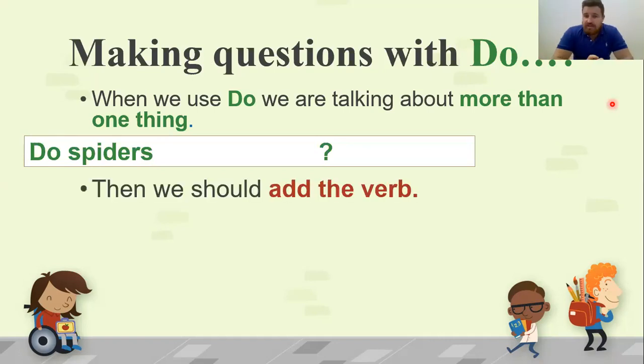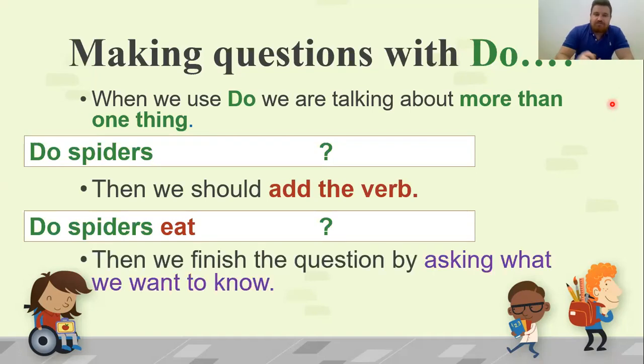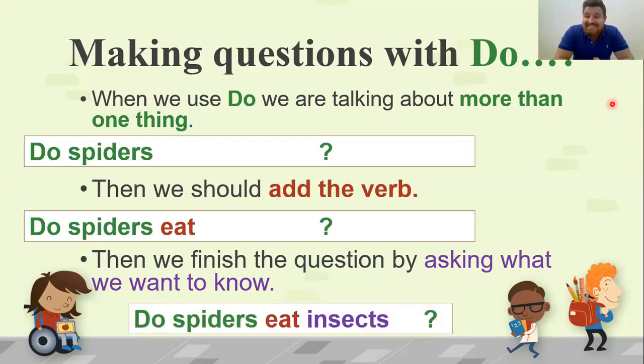Now, then we should add the verb, just like the last one. Do spiders eat? Do spiders play? Do spiders swim? Do spiders drink? Okay, and then we should finish by asking what we want to know. I want to know, do spiders eat insects? Question mark. Don't forget the question mark. Okay, and yes, they do. That's the answer. Yes, they do. Okay, so do spiders eat insects? Do spiders eat pizza? I don't think so. I don't think spiders eat pizza.